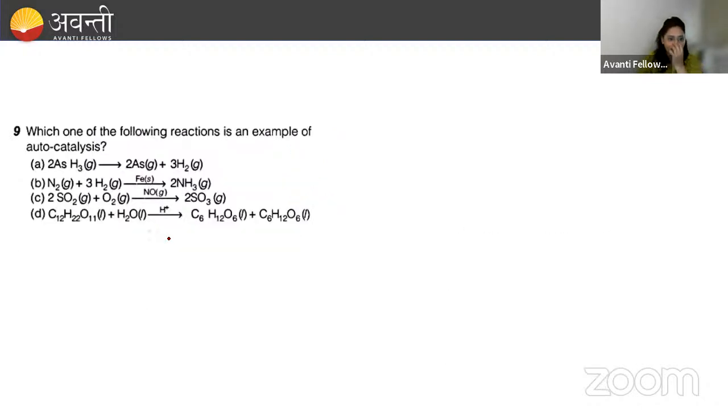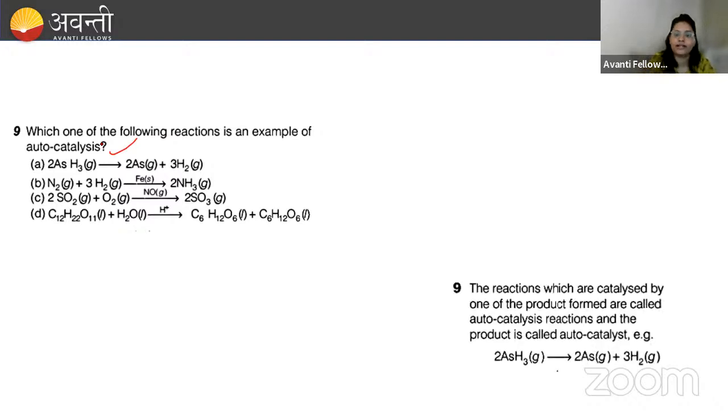Okay. Yeah. Which of the following reaction is example of auto catalyst? So यहाँ पे auto catalyst की reaction कौन सी है? A, B, C, D. Auto catalyst में मतलब क्या? One of the reactant molecule will behave as a catalyst. That is known as a auto catalysis reaction. So the reactions which are catalyzed by one of the product form are called auto catalysis reaction.